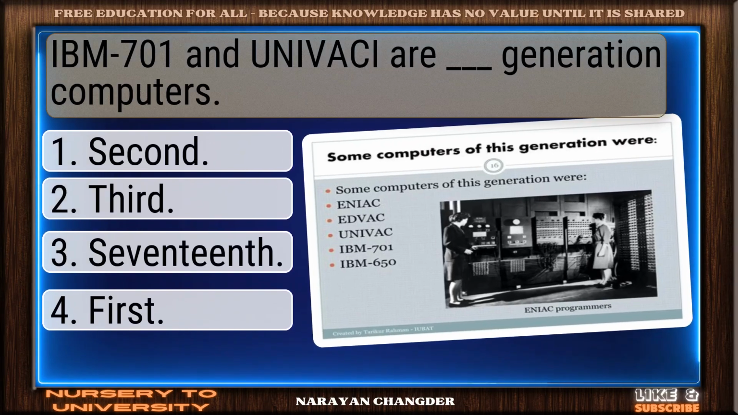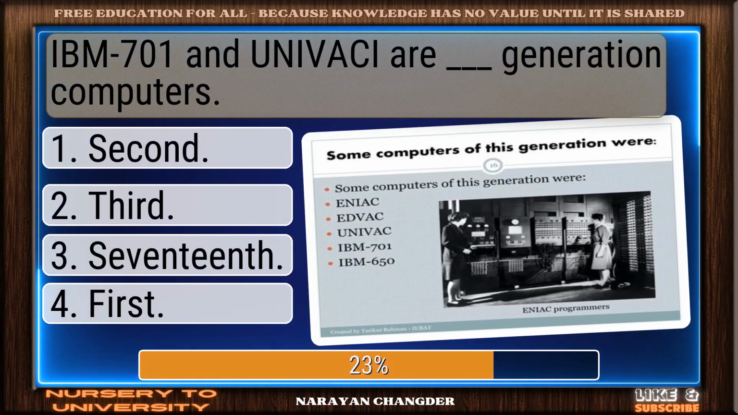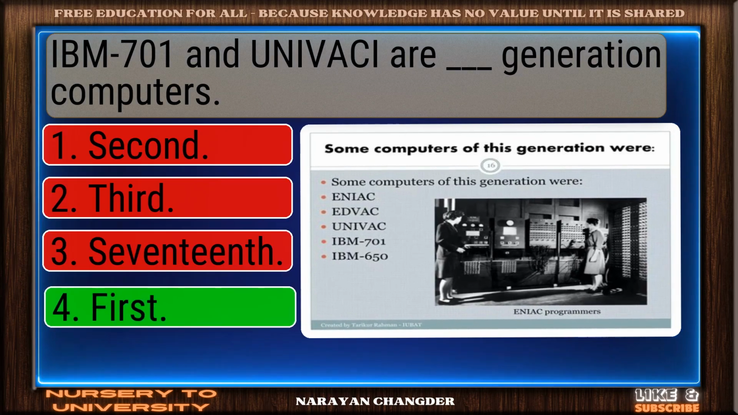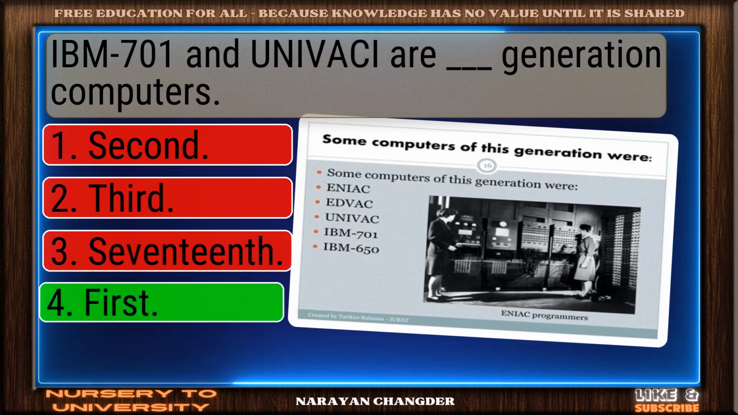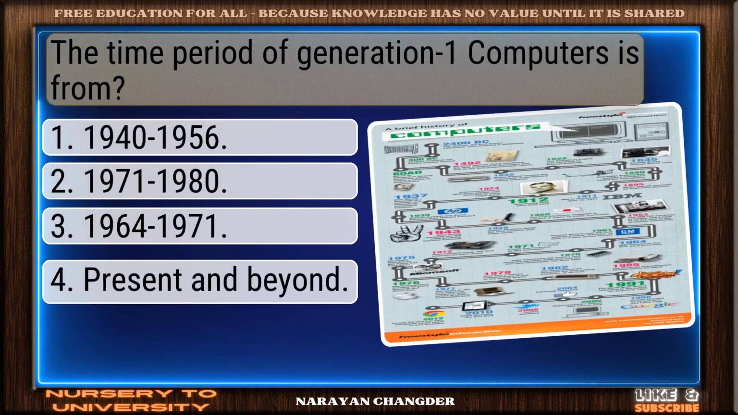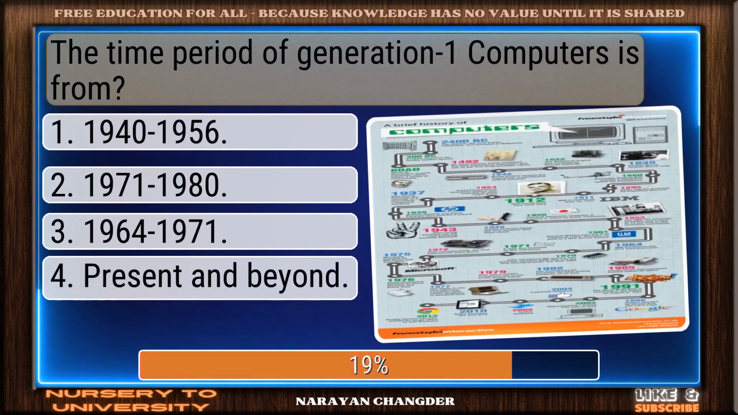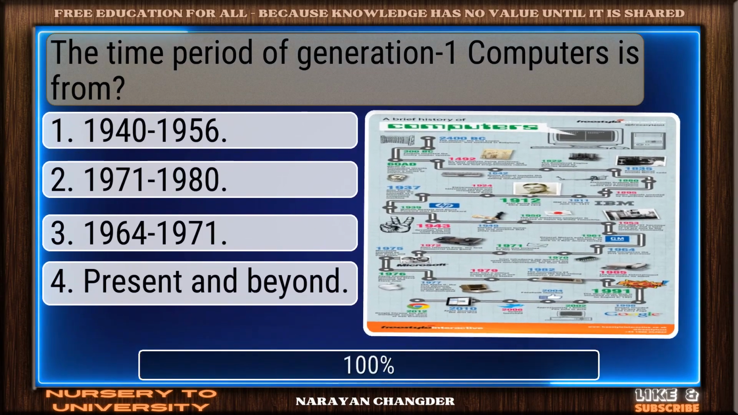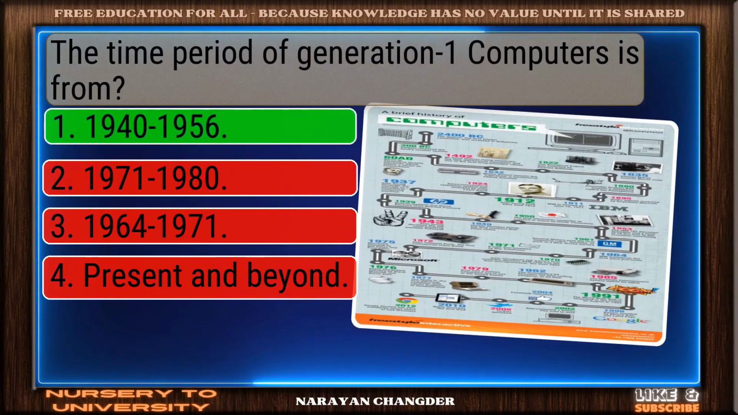Question number 5. IBM 701 and Univac are dash generation computers. Sharp thinking. First is the right choice. Question number 6. The time period of Generation 1 computers is from? Exactly. 1940-1956 makes sense, and it is the right choice.